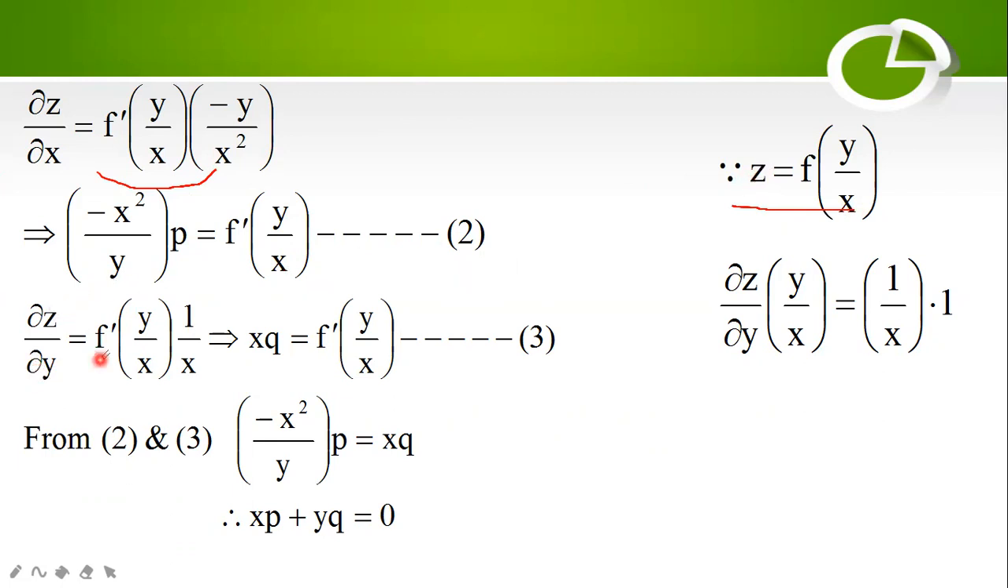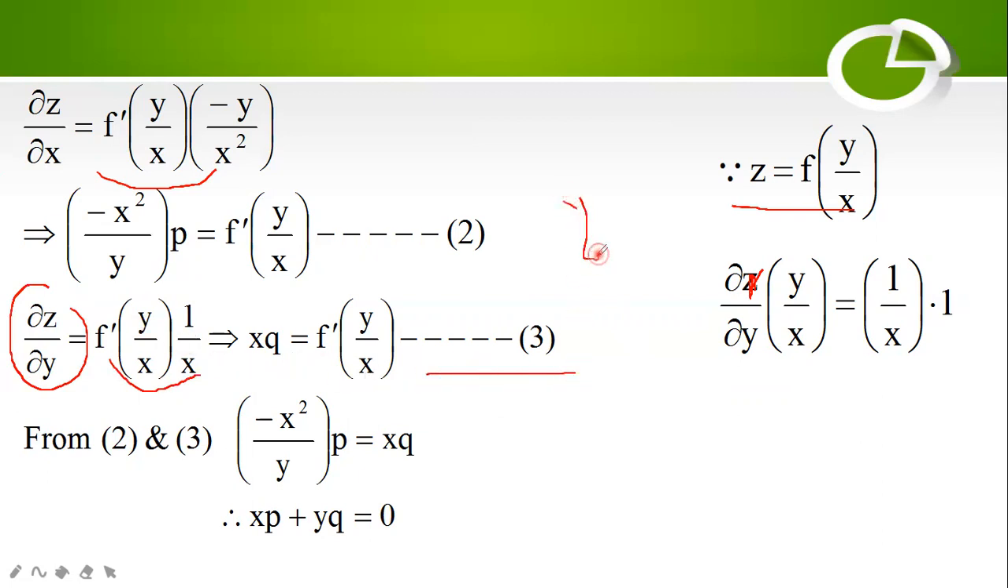Similarly, we are differentiating this z with respect to y partially. That is, the derivative of z, dou z by dou y, equals the derivative of f, which is f dash of y by x, into the derivative of y by x with respect to y. With respect to y, this 1 by x is constant and the derivative of y is 1, so 1 into 1 by x is 1 by x. Therefore, dou z by dou y equals f dash of y by x into 1 by x. Now, you know this notation, this is q, and moving this, x into q equals f dash of y by x. Call it equation 3.